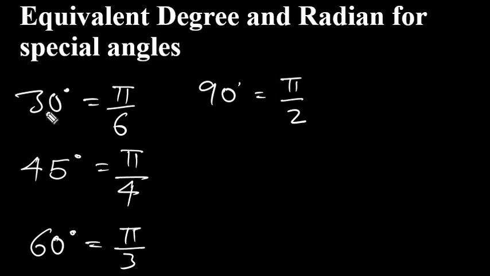In radians, 30 degree is pi over 6, 45 degree is pi over 4, 60 degree is pi over 3, and 90 degree is pi over 2. So at least remember these few radian angles. That will help you do quick solutions.